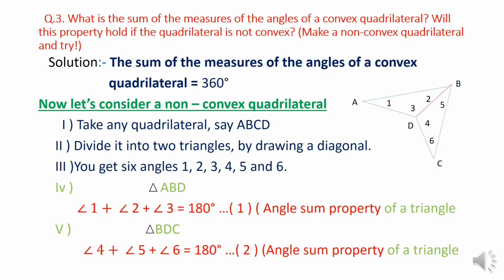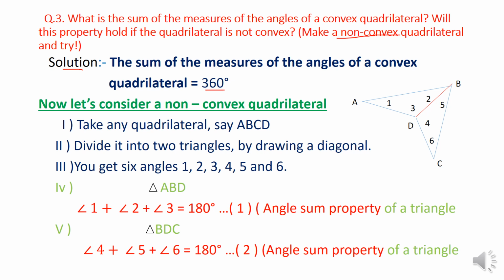In question number 3 we have: what is the sum of the measures of angles of a convex quadrilateral? Will this property hold if the quadrilateral is not convex? Make a non-convex quadrilateral and try. So solution: the sum of the measures of the angles of a convex quadrilateral will become 360 degrees, which we have already proved.